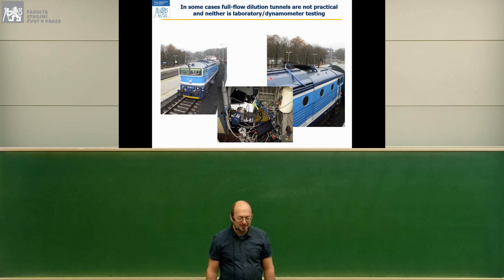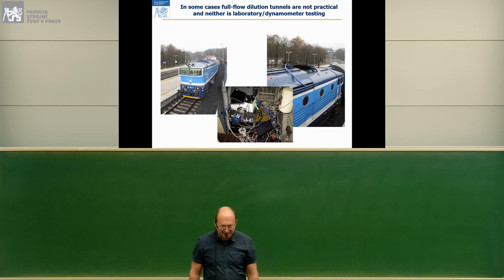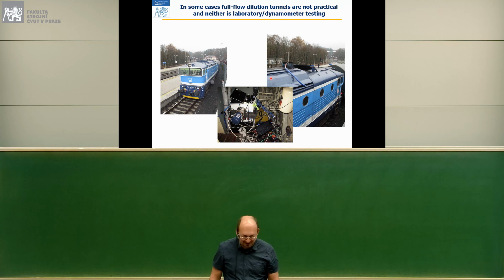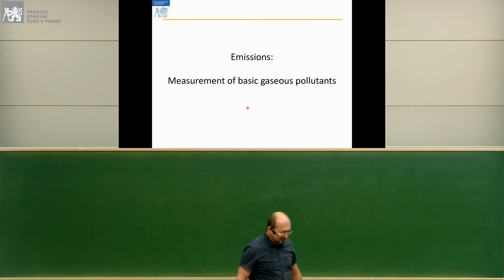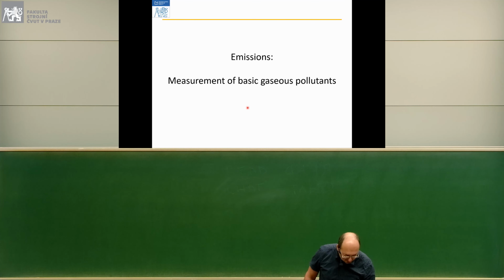Not always you can do that. If you want to know, for example, emissions of a locomotive, there is no room to install a full flow dilution tunnel, so you need to extract a sample from the exhaust through a heated sample line, run it through analyzers, and then determine the exhaust flow. This is an example of real driving emission measurements. So, how do we go about measurements of basic pollutants?